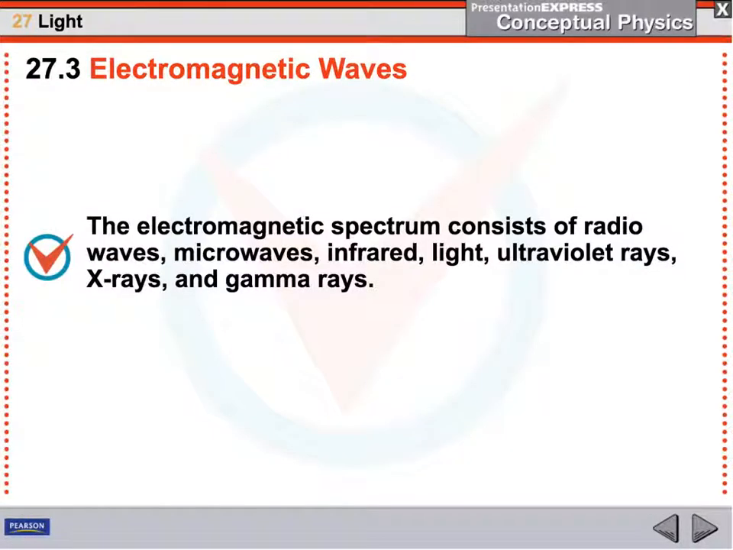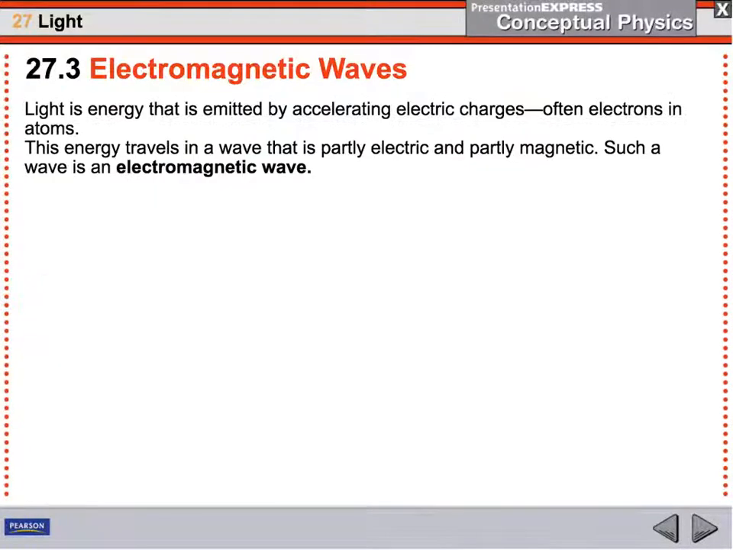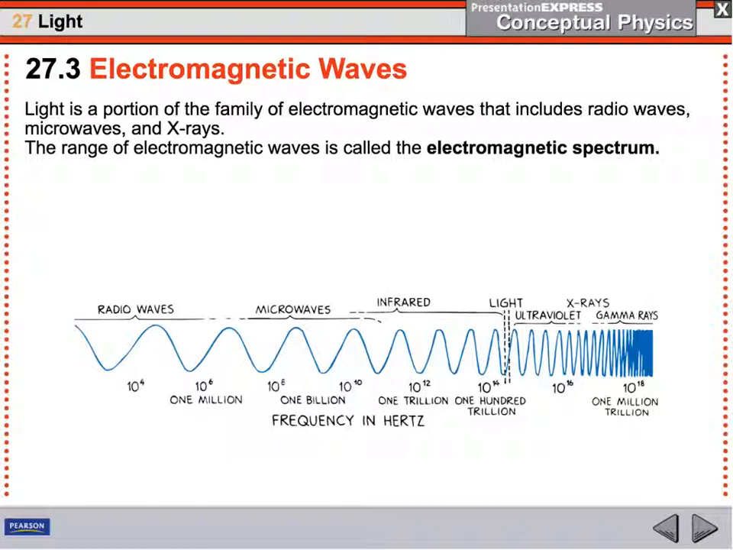The electromagnetic spectrum consists of radio waves, microwaves, infrared light, ultraviolet rays, X-rays, and gamma rays. This is the entire spectrum. Light is energy that is emitted by accelerating electric charges, often electrons in atoms. The energy travels in a wave that is partly electric and partly magnetic, so we call it the electromagnetic wave. Light is a portion of the family of electromagnetic waves that includes radio waves, microwaves, and X-rays. The range of electromagnetic waves is called the electromagnetic spectrum.